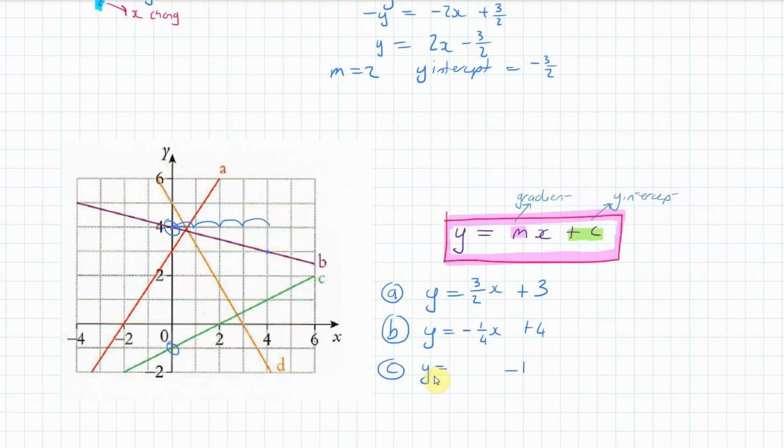So every time we go across 2, we go up 1. So this is 1 over 2x. Finally, we're going to do D. Let's see where we get to with that. So for D, you can see D is also a negative gradient. It's going to be negative something. We know that it crosses at 5, so we've got a plus 5 as our y-intercept. And every time we go across 1, we go down.